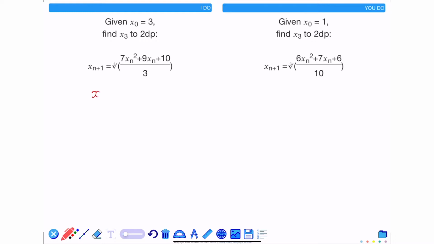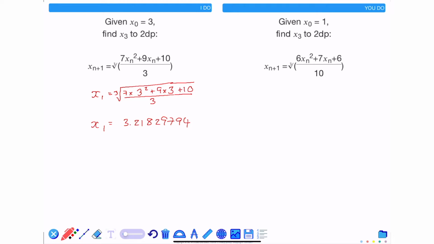In order to work out x1, I need to take the cube root of 7 times x0 squared, add 9 times x0, add 10, and all divided by 3. So using my calculator, replacing x0 with 3, typing it in exactly how I see it, and clicking equals will give me x1 as being 3.21829794, and it's important that I write down the full number.